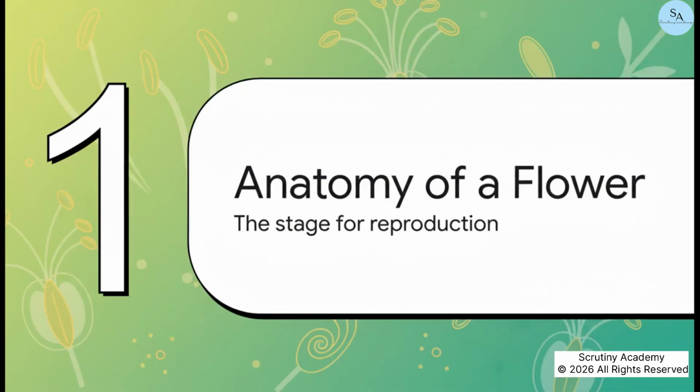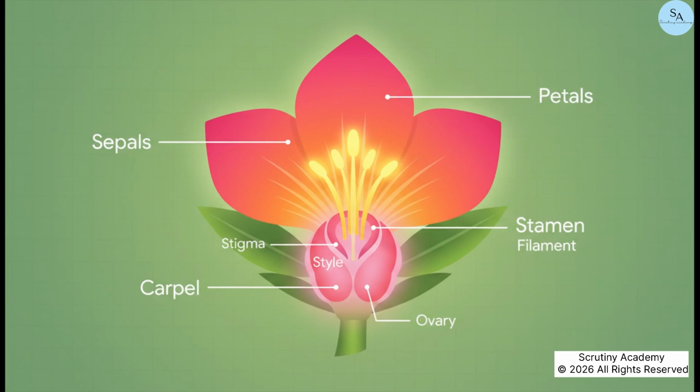First things first, we need to understand the structure where all this amazing action happens. Because a flower isn't just pretty to look at, it's a highly specialized machine built for one thing: reproduction. Now, this is super important. It's absolutely essential that you can draw and label these parts, so pay close attention.